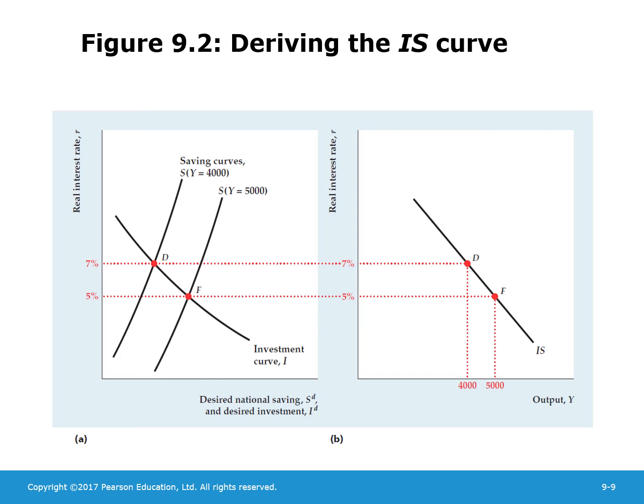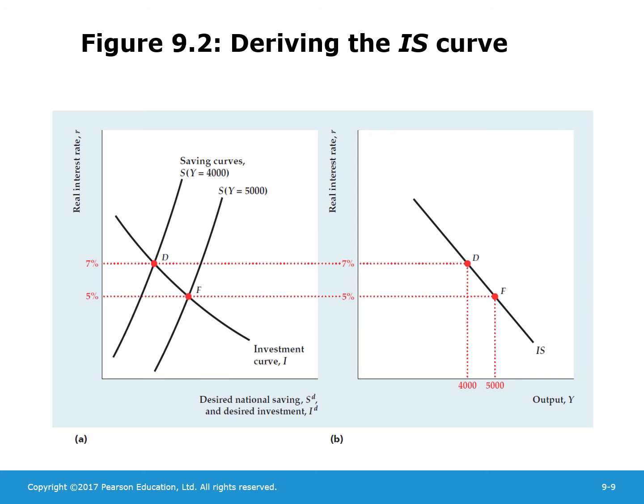The S curve, this is the saving curve. It's drawn as a positively sloped line because saving increases as the real interest rate increases. When the real interest rate increases, people will save more because they are now getting a higher reward on their savings. So the relation is positive. The first saving curve we are drawing is for y equals 4,000. So this is the saving curve for when output is equal to 4,000. So this is S associated with output of 4,000.